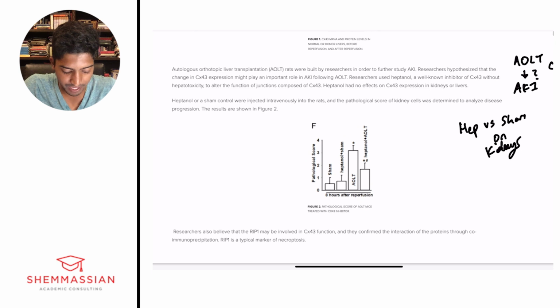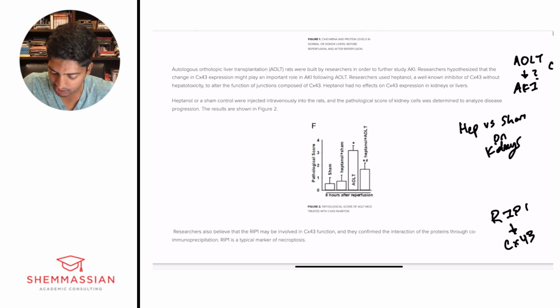Researchers also believe that RIP1 may be involved in CX43 function, and they confirmed the interaction of the proteins through co-immunoprecipitation. RIP1 is a typical marker of necroptosis. All right, again, very short paragraph. So what's the question asking? What's happening, right? And so here, we're just looking at, is RIP1 involved in CX43, right? Question. That's how I'd write it.